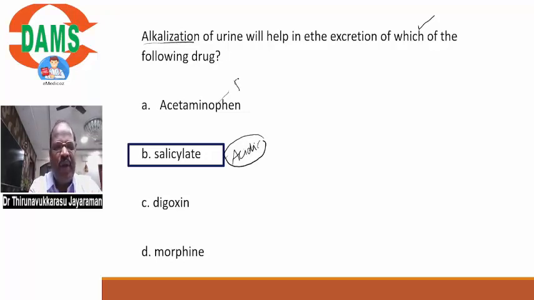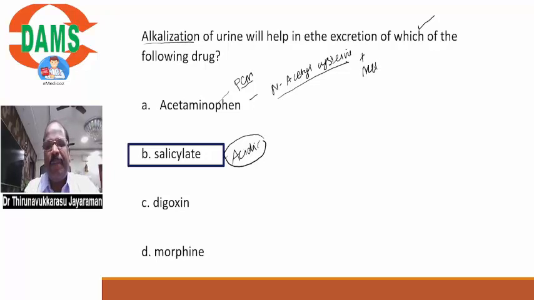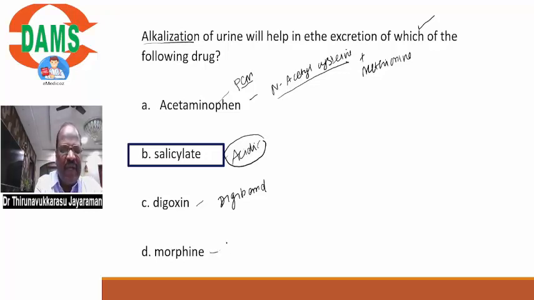Acetaminophen, also called paracetamol. For paracetamol, we have a specific antidote called N-acetylcysteine. This is also an important point: what is the specific antidote for paracetamol? N-acetylcysteine, which can be supplemented along with methionine. So these are important points. For digoxin poisoning, we have a specific antidote called digibind. Morphine, as I just told, has the antidote naloxone, followed by naltrexone. In fact, morphine is a basic drug, and for excretion of a basic drug we do urine acidification. Okay.